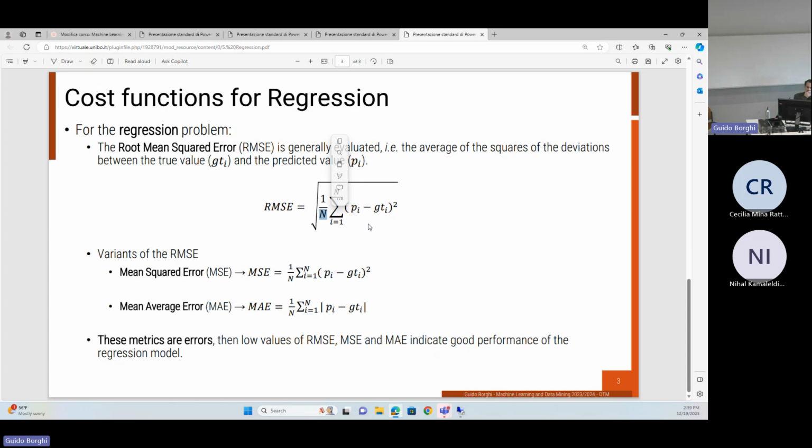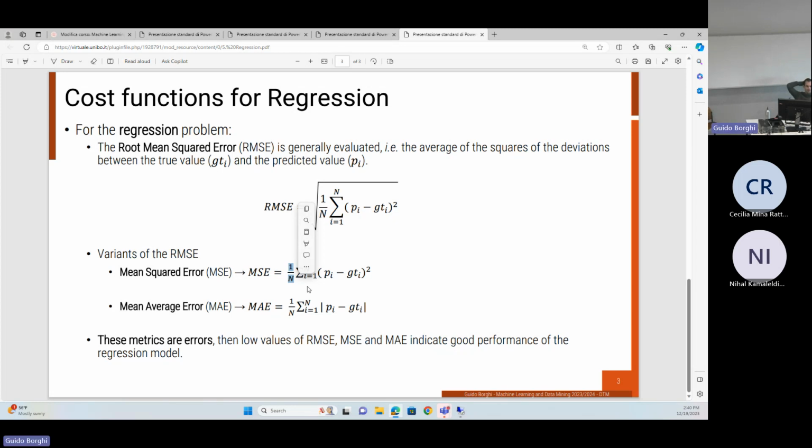We have also two other variations of the root mean square error. The first is the so-called mean square error, MSE. Also in this case, it's quite easy to remember this equation since we don't have a root mean square error, but only mean square error. As you can see here, it is the difference of the predicted values and the ground truth values. Then we use the power of 2, and then we average this value on all the elements on which we compute the mean square error.